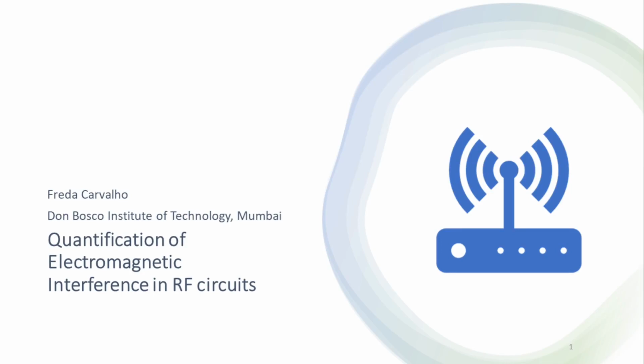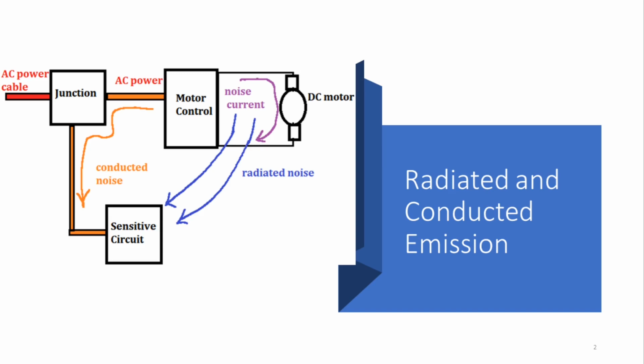Welcome back. Today we are going to understand the topic of quantification of electromagnetic interference in RF circuits. So to begin with, let me begin with an example.